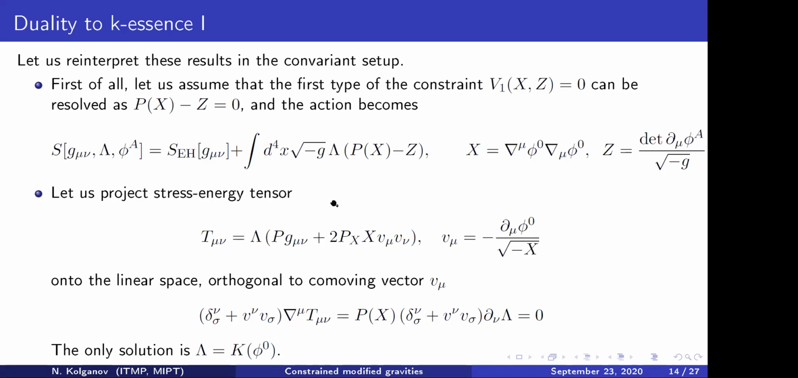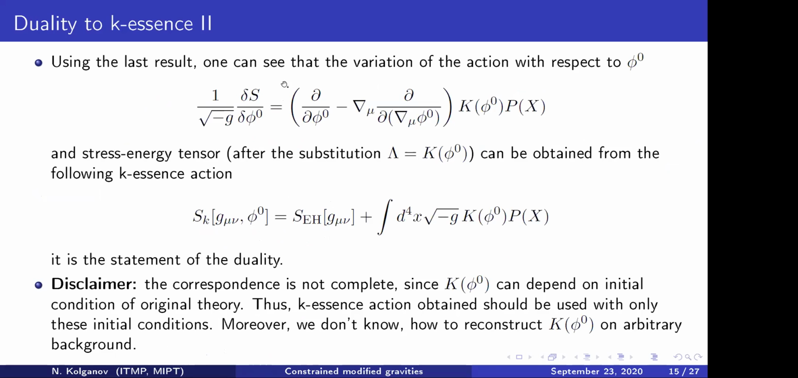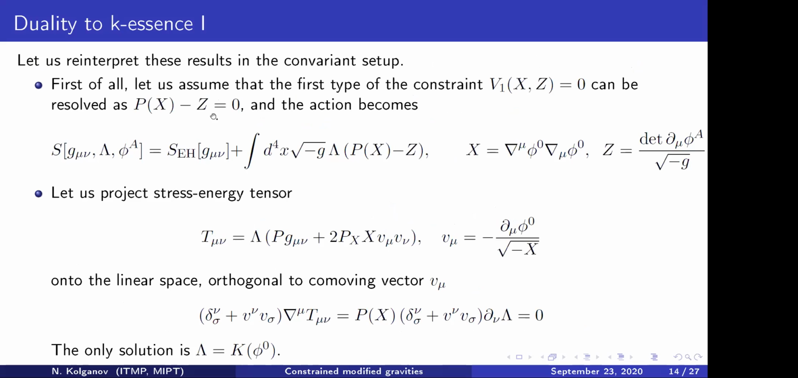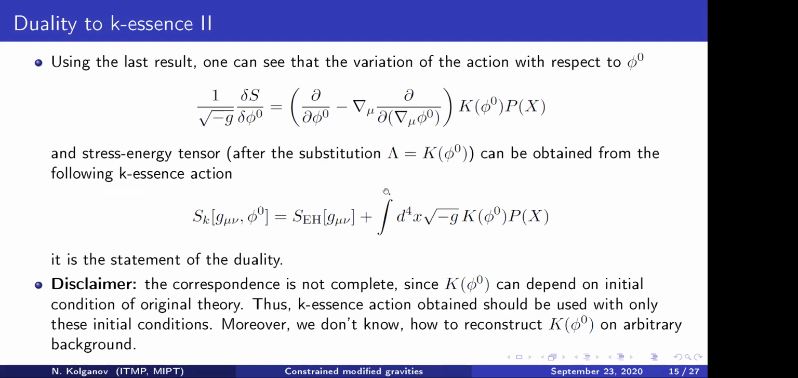Indeed, we can write down the variation of the action with respect to phi 0 and find that it takes the form of the Lagrange equations of some k-essence theory with the Lagrangian written below. Again, we can obtain the equations of motion following from this theory for the phi 0 field, and Einstein equations from this equivalent action, which doesn't depend on spatial Stückelberg fields.